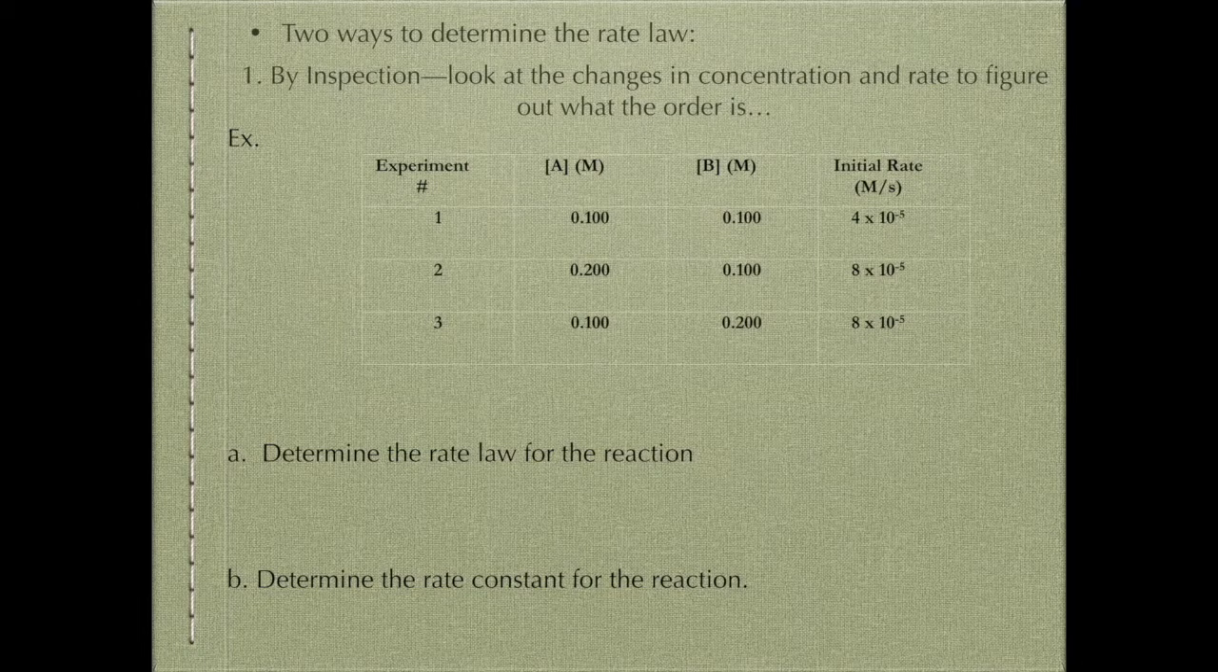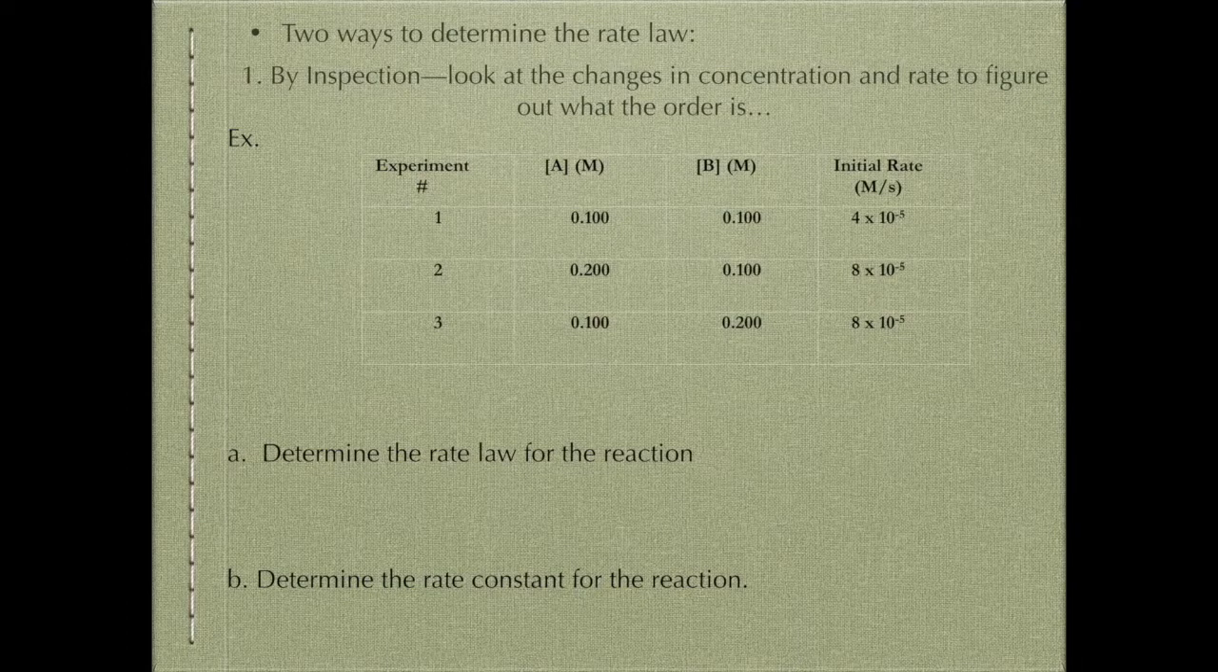What I'm going to do is I want A to change, but I don't want B to change for this first determination, because if B also changes, that doesn't tell me how A impacts the rate. So if you look at experiment 1 and 2, A doubles while B stays the same. So as A doubles, if you look at your rate, the rate also doubles, which tells me that A is first order, because as it doubles, the rate doubles.